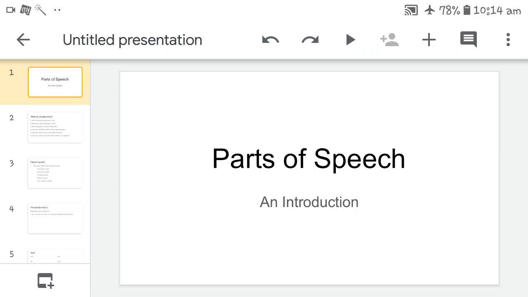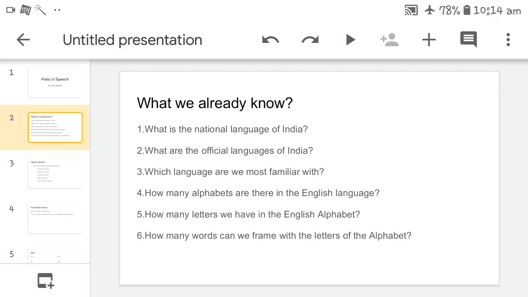Now, in today's class, we're going to see what parts of speech are. Before getting into what parts of speech are, let's have a recapitulation of what we already know for certain. Like we always have in our class, let's have some extra information today, something around us. What is the national language of India?